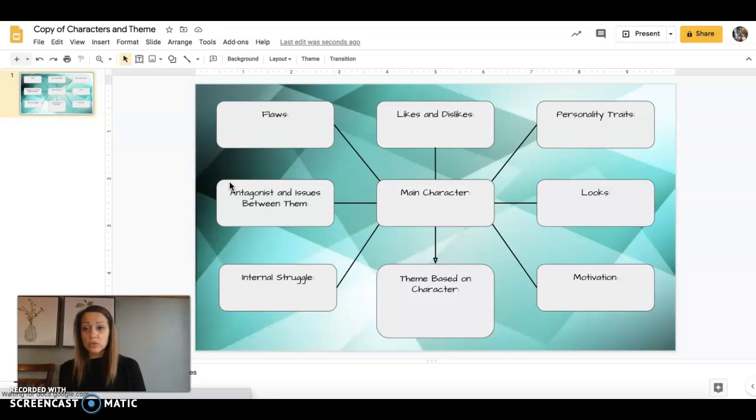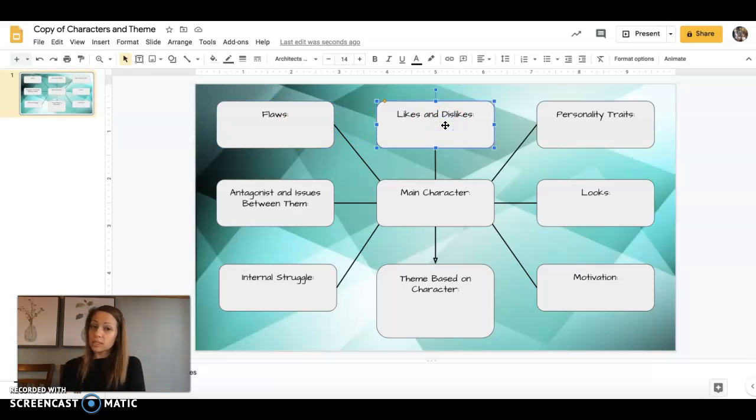So think back to yesterday when we read the story Muffin. You need to put in our main character. What are her flaws? What does she like? What does she dislike? What are her personality traits that you see coming out? What does she look like? What's her motivation? So like, why does she act? Why does she do the things she does? What's her internal struggle? So what's going on? What's her internal problem? And who's the antagonist and what are the issues between them.